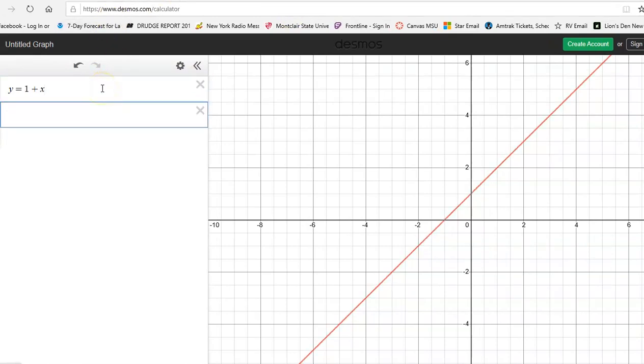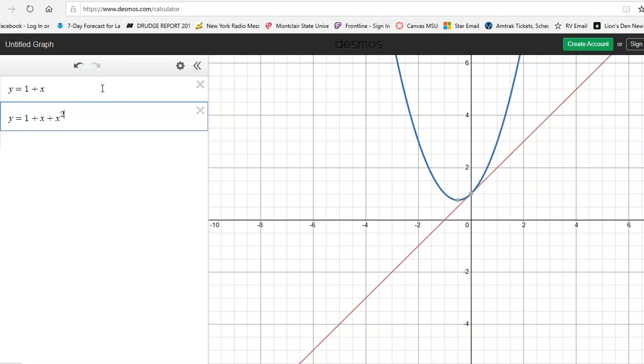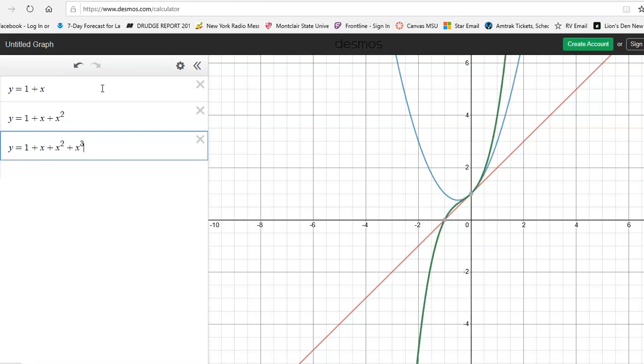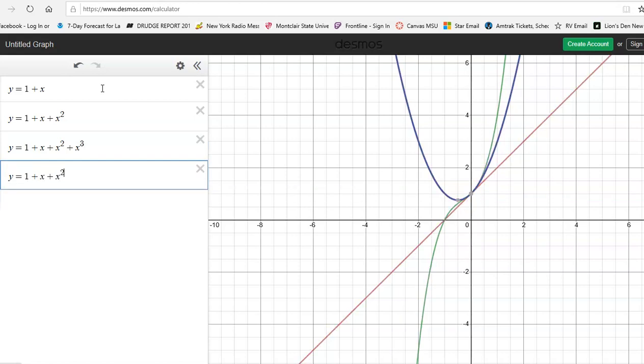The next partial sum we said was y equals 1 plus x plus x squared. Okay, there's my second partial sum. The graphs look very different from each other. Let's try the third one. Y equals 1 plus x to the second plus x to the third. Okay. One more. What if I graph y equals 1 plus x to the second plus x to the third plus x to the fourth?